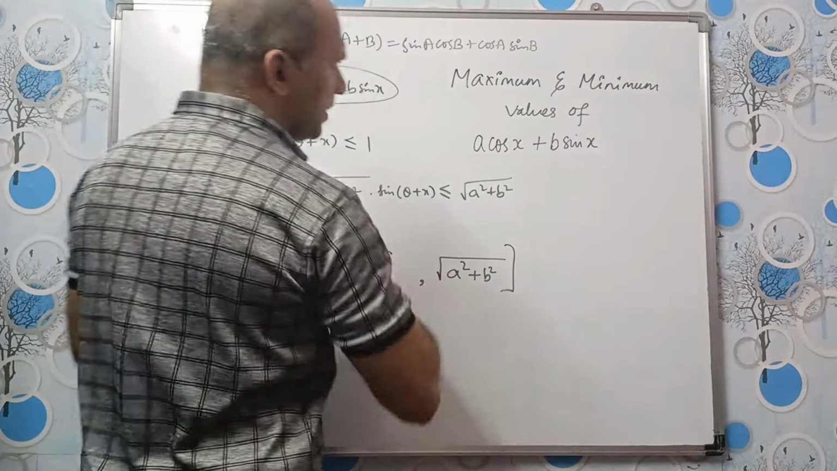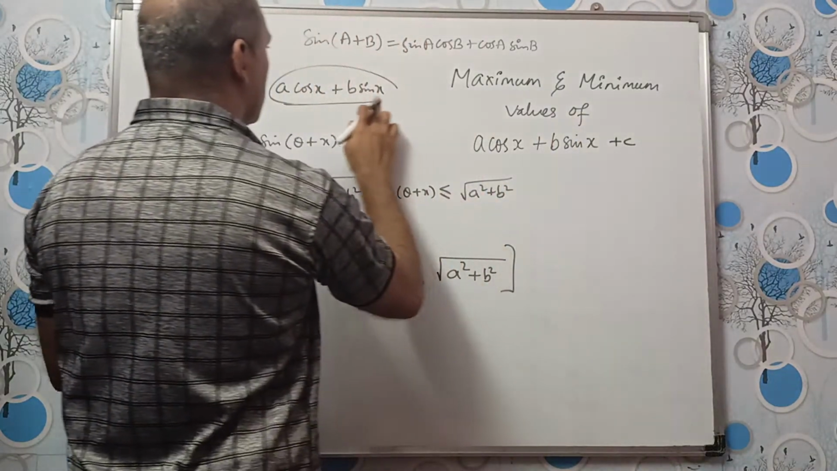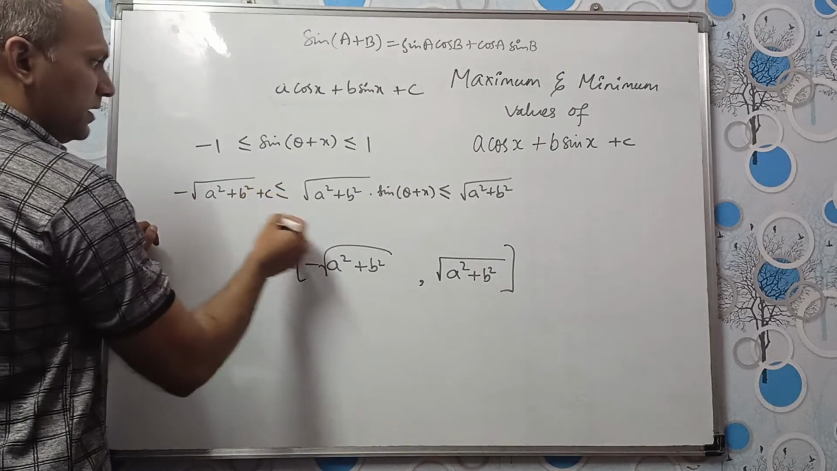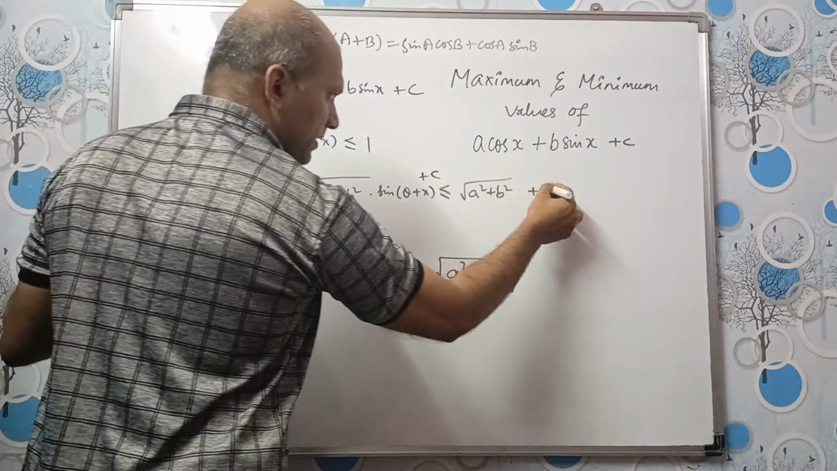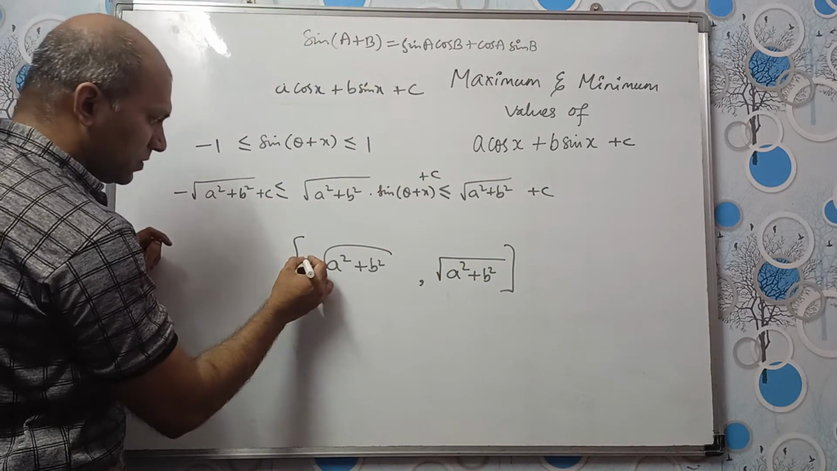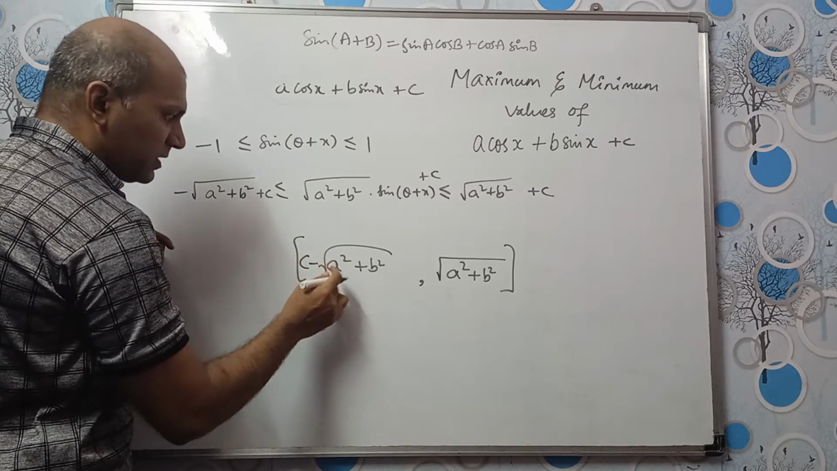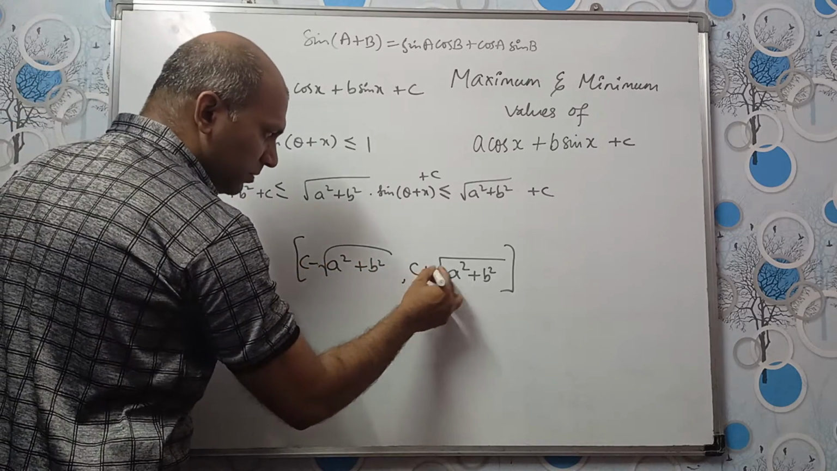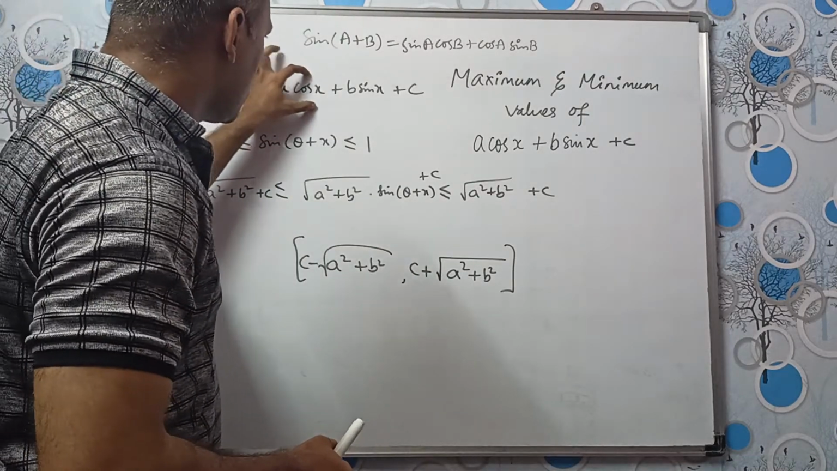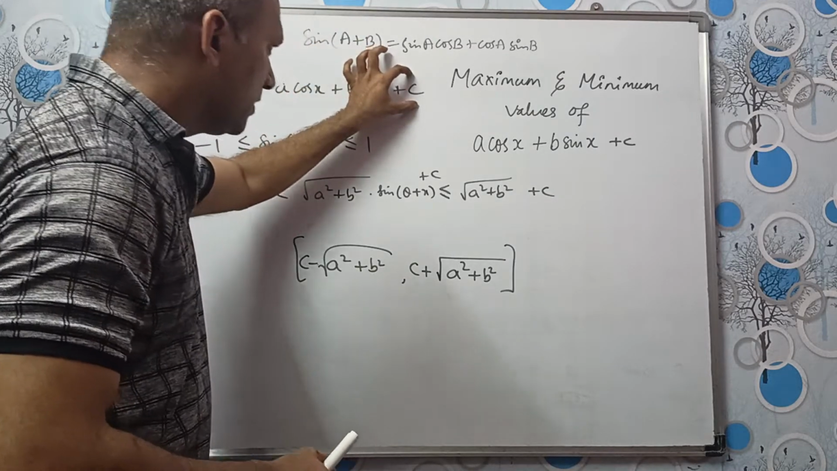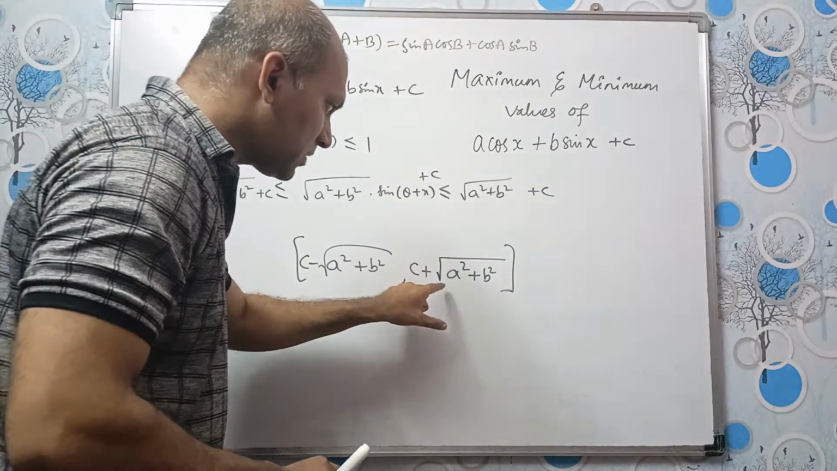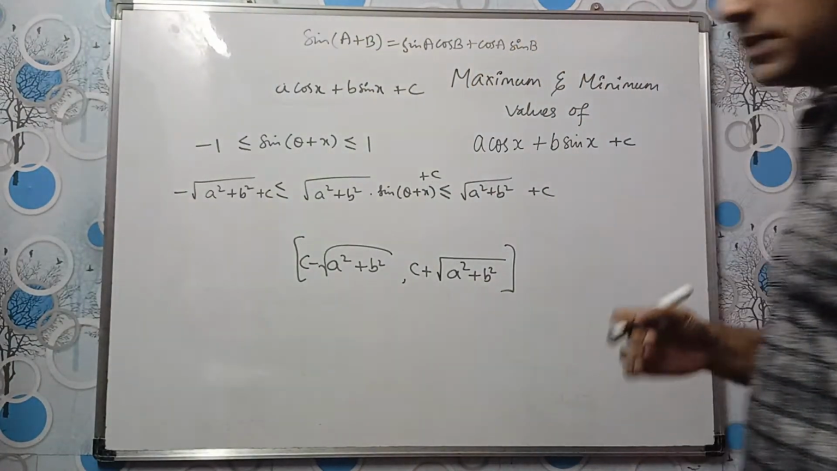And sometimes you will have c here, some constant will also be there. So if you have plus c, just add c to all three sides. Okay, so what will this be now? We generally write this as c minus root of a² + b², c plus root of a² + b². If you have a function like a cos x + b sin x + c, the minimum value will be c minus root of a² + b², and the maximum value will be c plus root of a² + b². We'll do few problems based on this concept now.